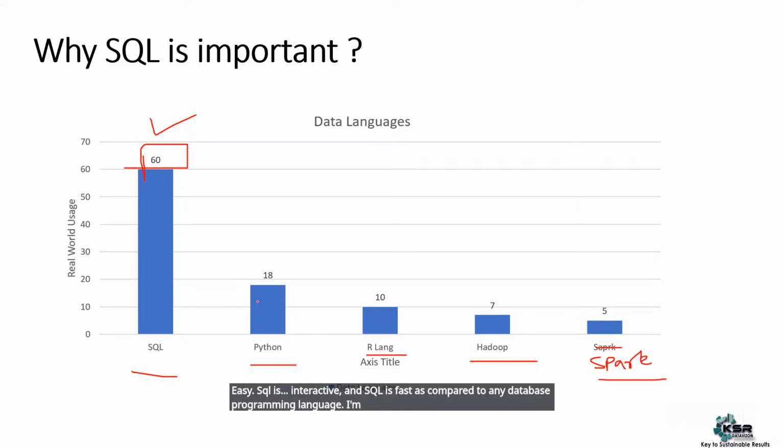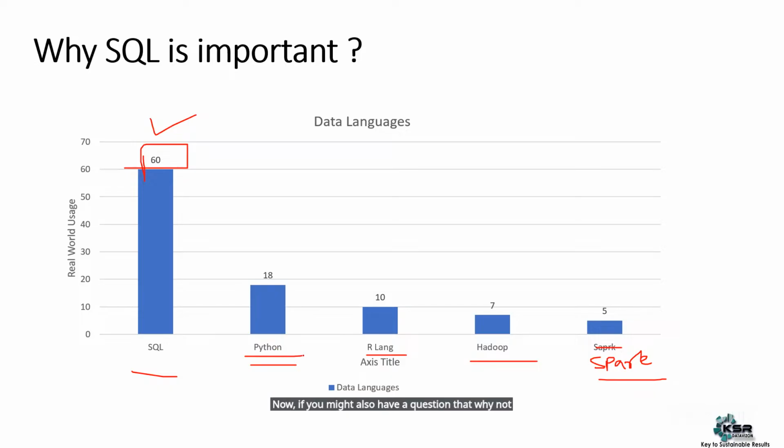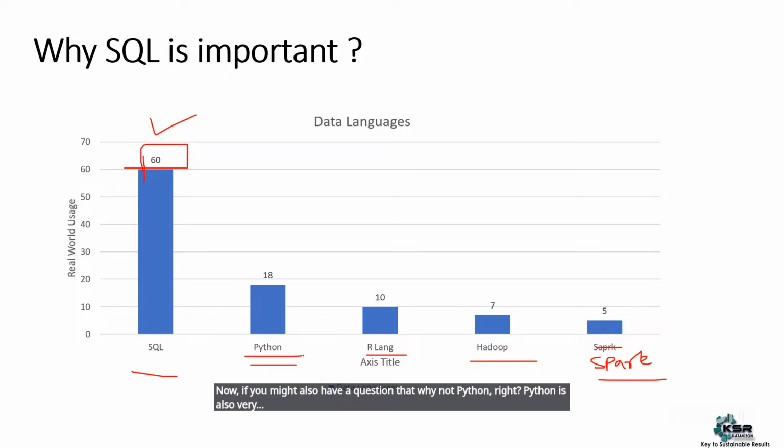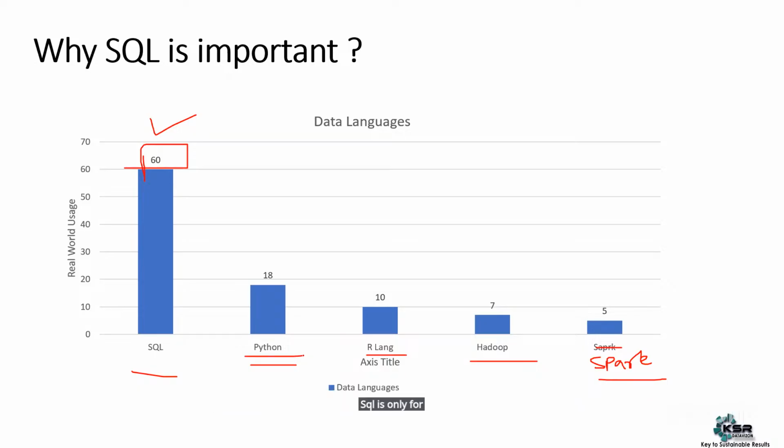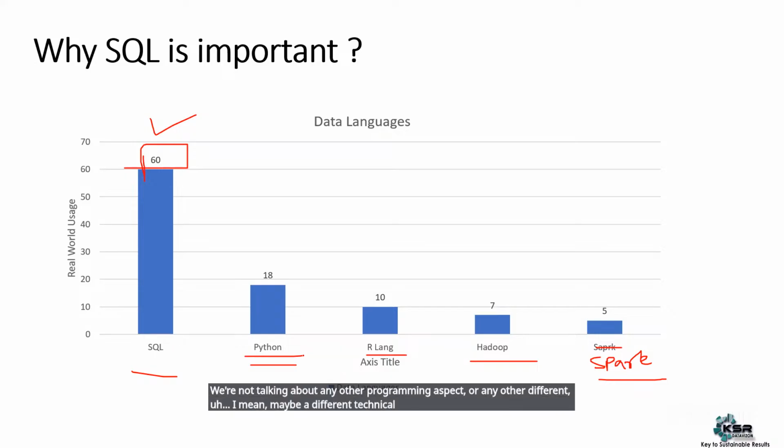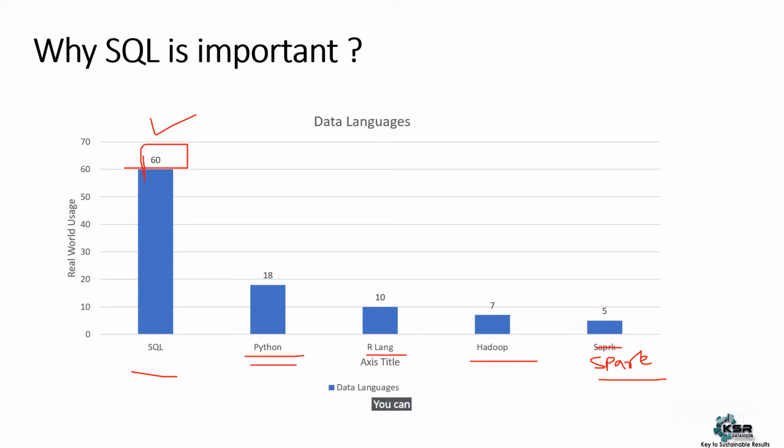I'm talking about any database. Now, you might also have a question: why not Python? Python is also a very powerful language. Yes, Python is equally powerful, but Python can be used to communicate with multiple other sources. SQL is only for a database. We are only talking about data. We're not talking about any other programming aspect or a different technical aspect. It is only related to data. So if you consider data, there has to be SQL. And if it's SQL, you can easily communicate with that database.